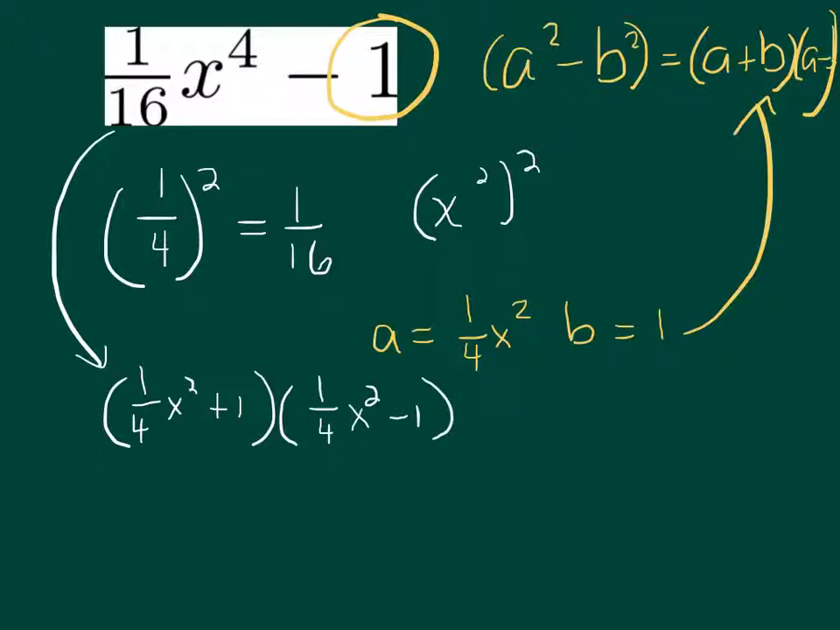Now for the parentheses with the addition, I can't do anything, because even though this is a perfect square and this is a perfect square, that's a sum. And we've discussed this in class: the sum of squares cannot be factored. However, a difference of squares can. And again, a in this case is going to be 1/2 x and b equals 1, because 1/2 x squared equals 1/4 x squared.